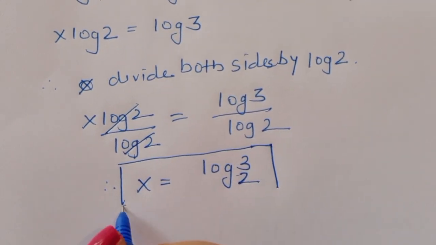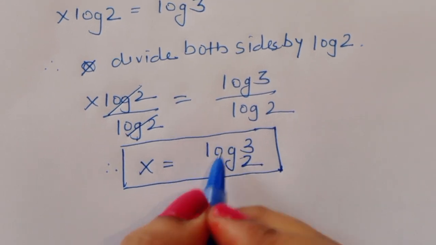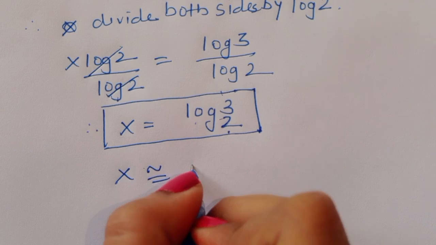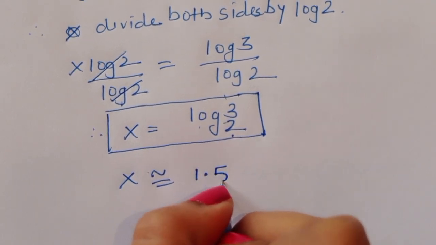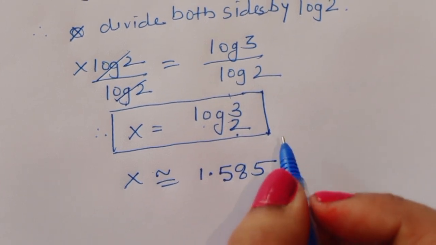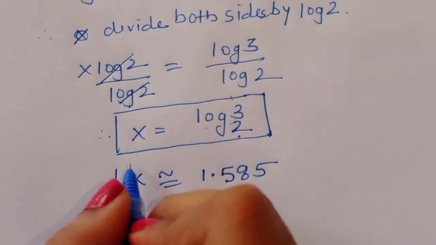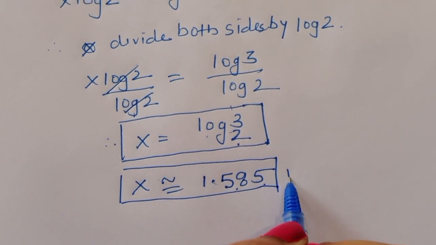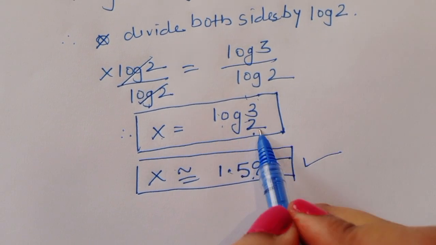Now when we calculate the value of log of 3 to the base 2, we get approximately 1.585. So this is the value of x in this equation. x is equal to approximately 1.585, or x is equal to log of 3 to the base 2.